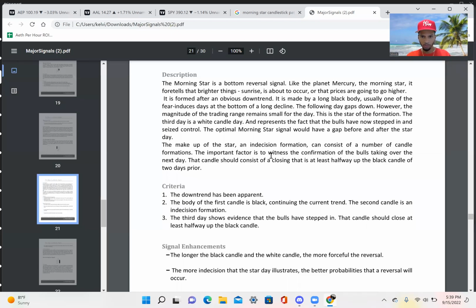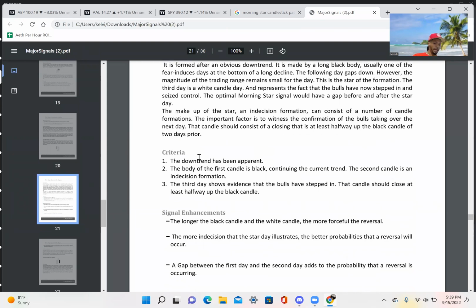Let's find close. Witness the bulls taking over the next day. That candle should consist of a closing that is at least halfway up the black candles of two days prior. Criteria, right? And this is what I meant by, we're going to identify it and we're also going to learn how to trade it, right? So the criteria of seeing a morning star or trading a morning star is understanding that there was a downtrend, right? That's what happened at first, before you see this morning star.